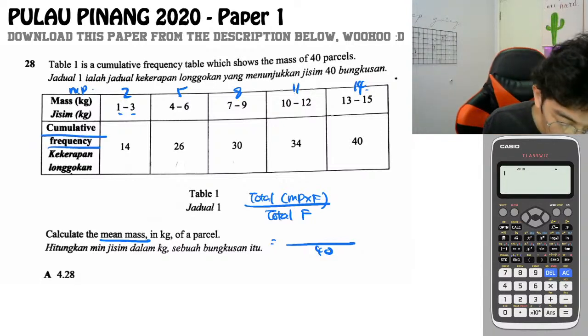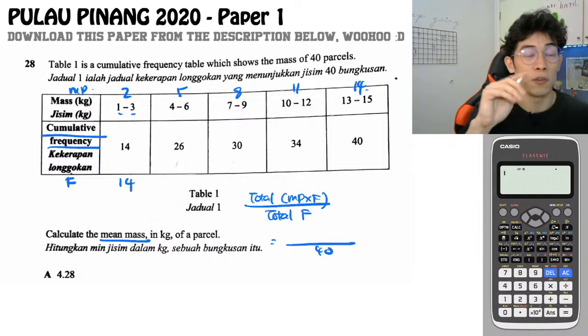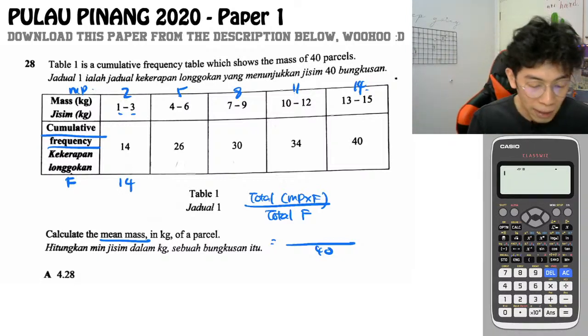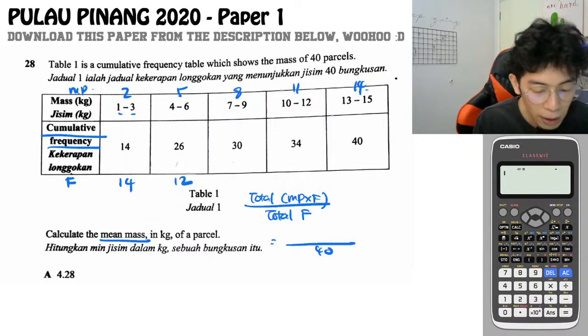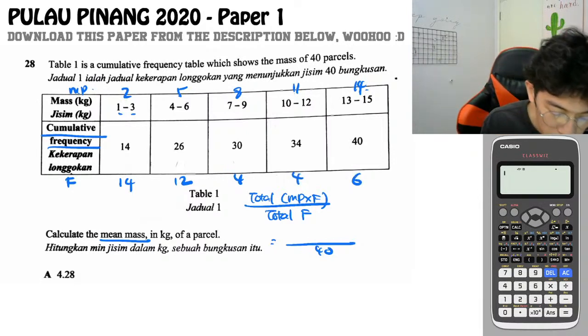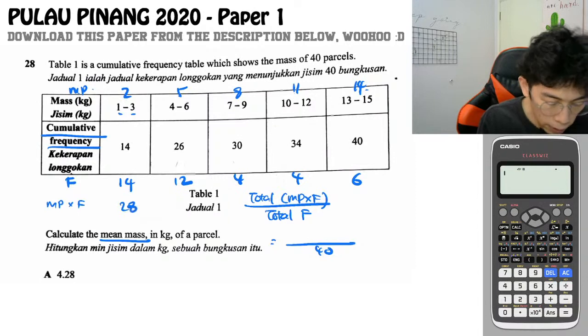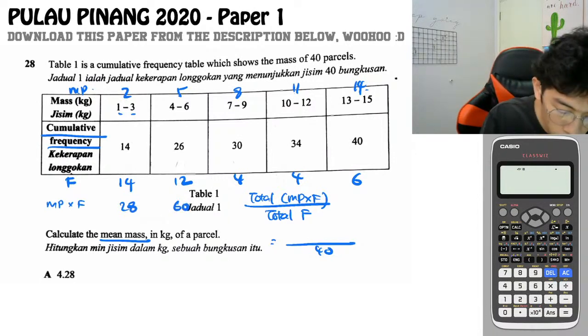So you have to make sure you get your frequency. The first one, nothing to add on, so 14 is the first frequency for sure. But for the next one, you take 26 minus 14, you get 12. And the rest, you do the same thing. Then you can times it. So my midpoint times frequency: 14 times 2, you get 28. 12 times 5 is 60. Sorry, I'll just put it on top so it's easier.